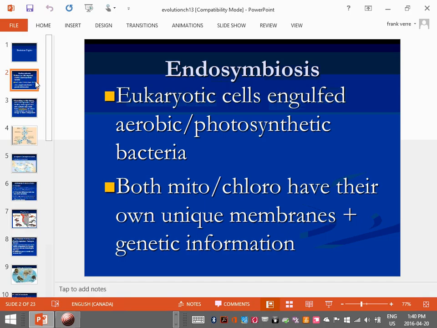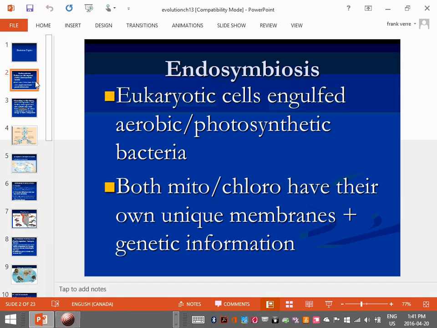What does symbiosis mean? You ever heard of that term? It means to work together in some way. Now, might not necessarily be good, but to work together in some way, okay? So, endosymbiosis refers to organisms working together, but one organism is inside another organism.